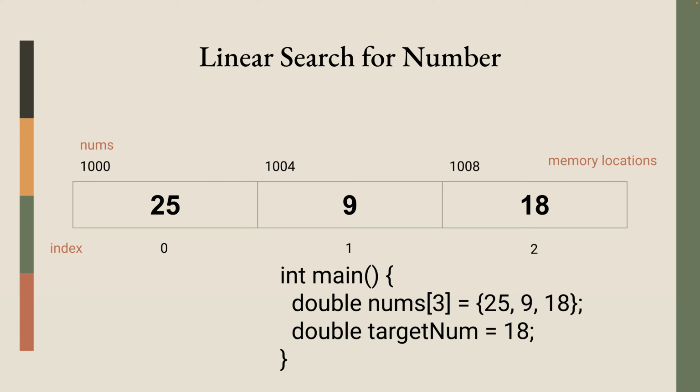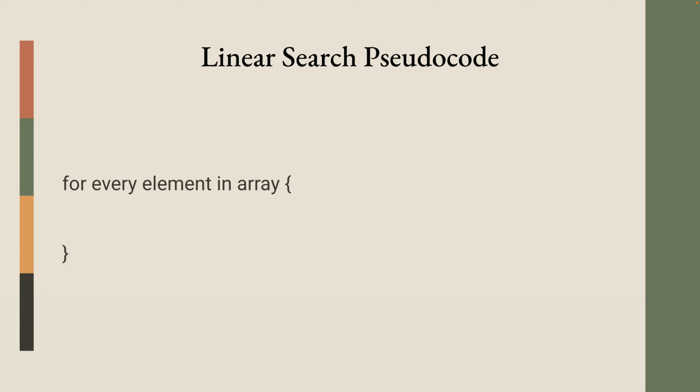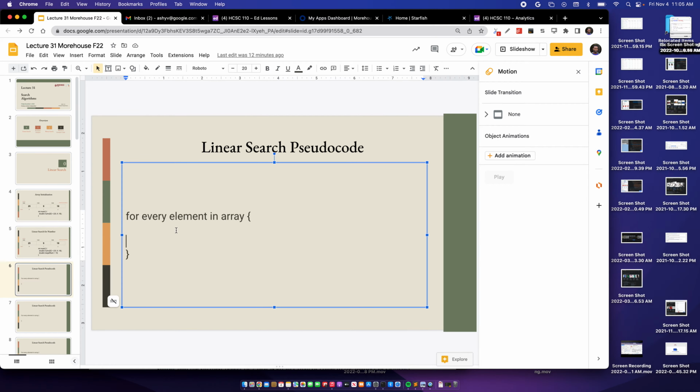Right? So in terms of pseudocode, if we were to write out the pseudocode for this problem, we essentially say, for every element in the array, what are we trying to do? Checking to see if it is target num. Yeah, so if target num is equal to the element, because we're going one element at a time. If the target num is equal to the element, then what do we know? Target num is in the array. Yeah, the target num is in the array. So essentially we can return true.